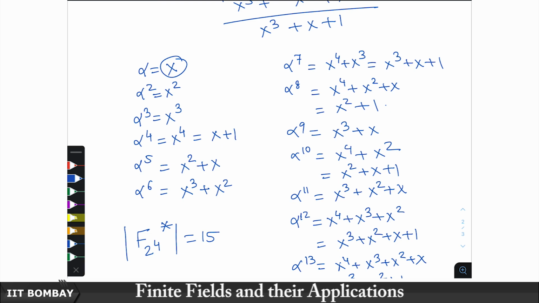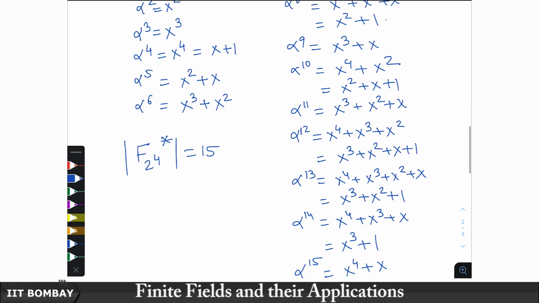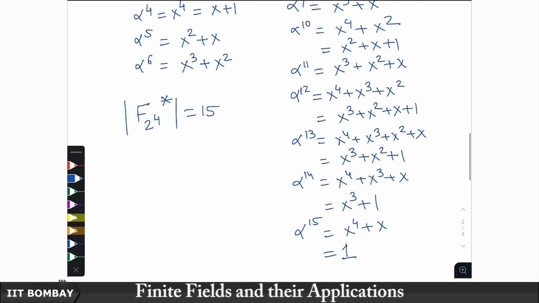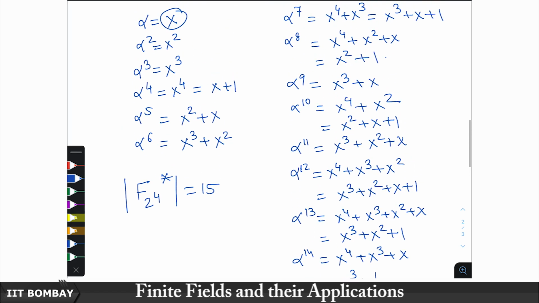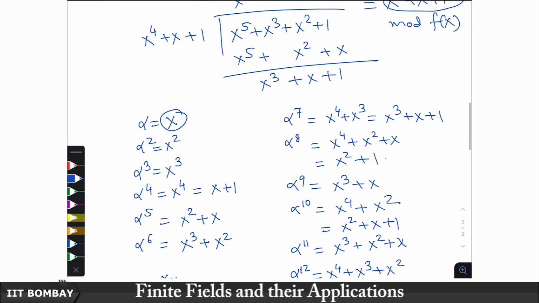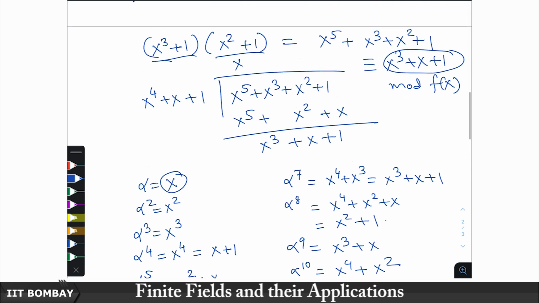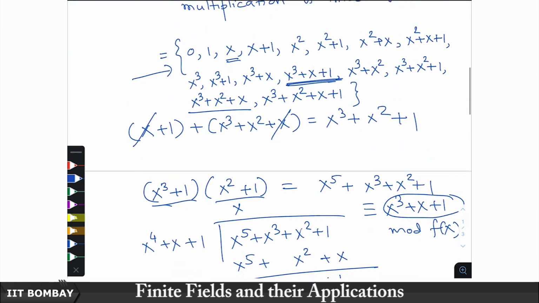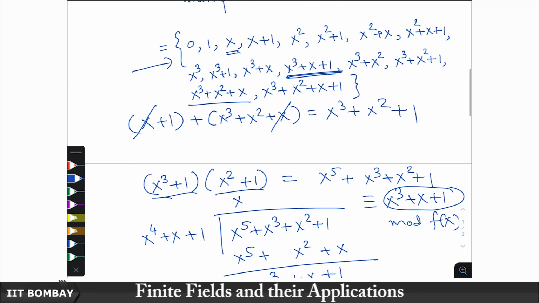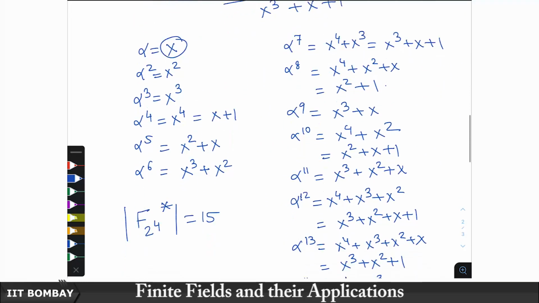So, any element power 15 is 1, the identity element. But we see that for this element x, you take the powers, 15 is the first time that it gives us 1, 15 power is the first power that gives us 1. So, it generates all the non-zero elements in the field, it generates the whole multiplicative group. So, x is indeed a primitive element of this finite field.